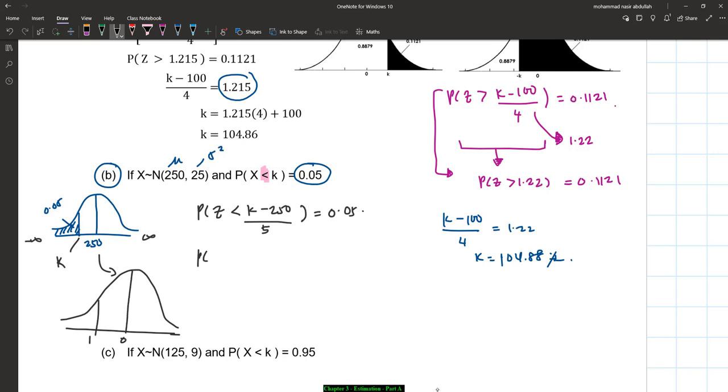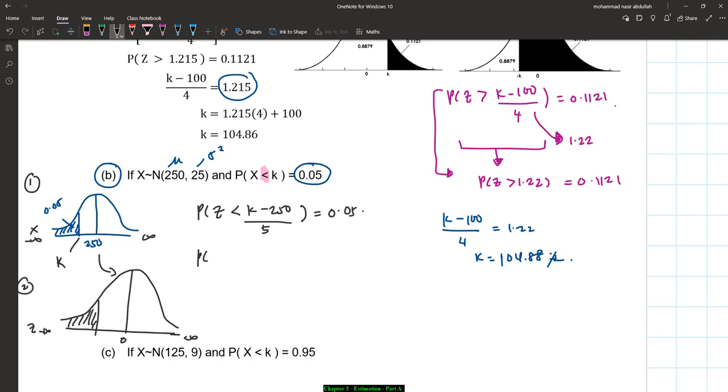This is the k, right? I'm not supposed to use the same value, so we use a different notation. This is z, remember this is x. Can you see, there are two forms. This is the first graph that we drew earlier. This is the second graph that we drew. This is a z distribution, right? From negative infinity to infinity.